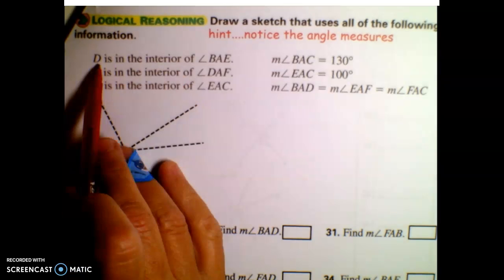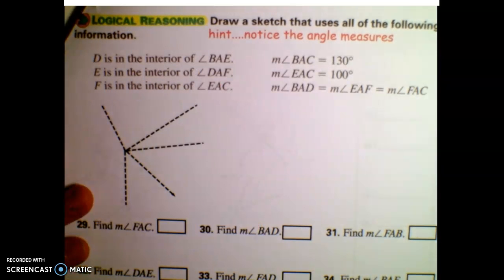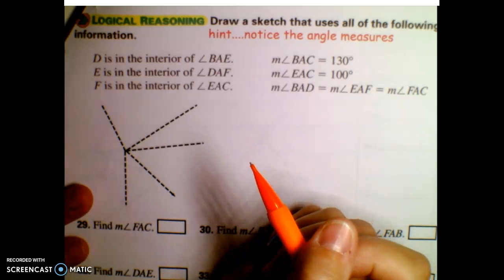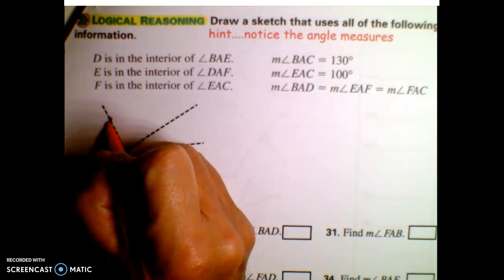And let's go through. D is in the interior of BAE. So on this, I have to figure out where do I put BAE and how is D going to be interior. So when you're doing this, the smart thing to do is to use a pencil and then redraw it a couple of times. All right, but I'm going to set this one up for you so you can see how it works.